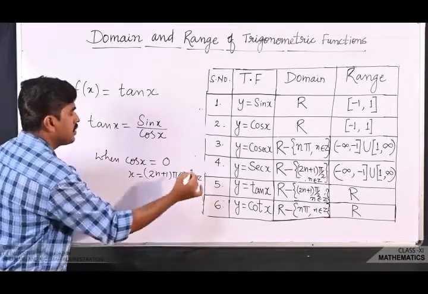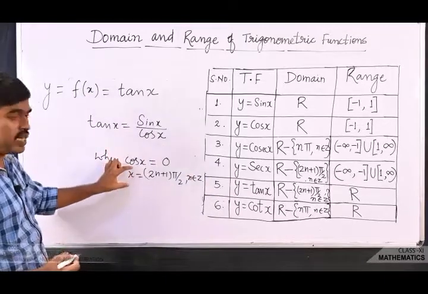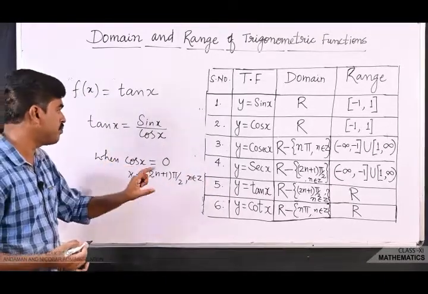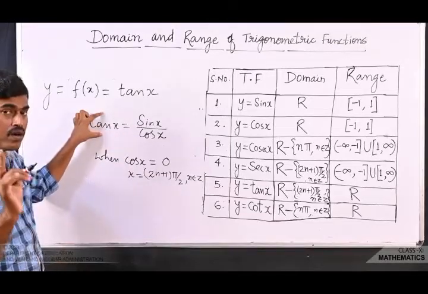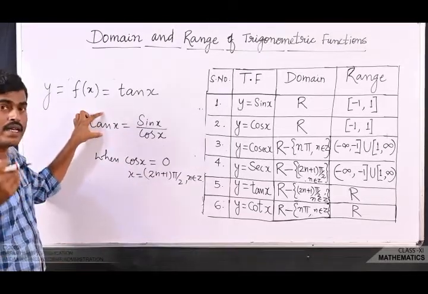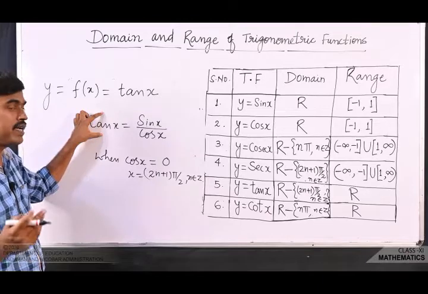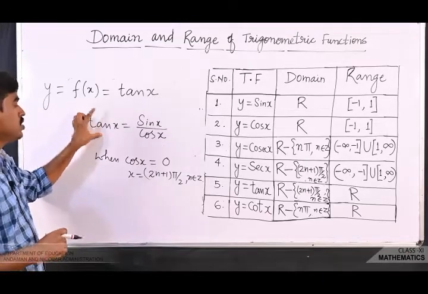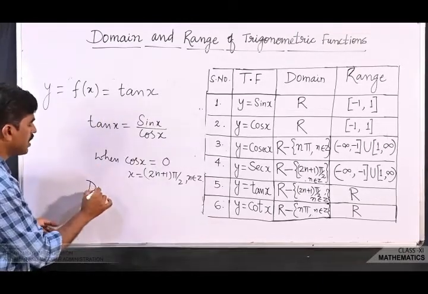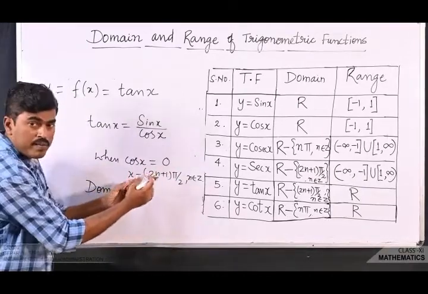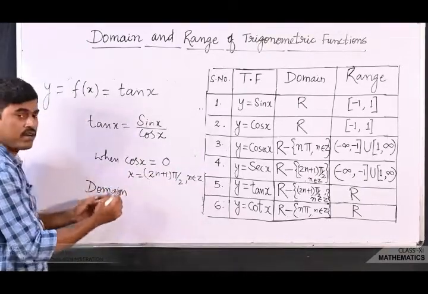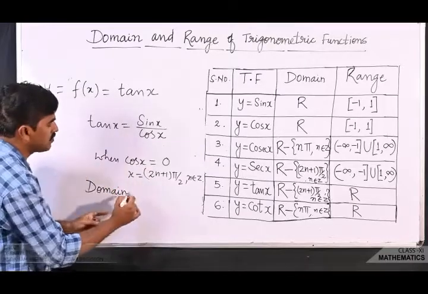where n belongs to Z. So whenever x is equal to (2n + 1)π/2, then tan x is not defined. We know that tan π/2 is not defined, tan 3π/2 is not defined. So we have to subtract all these odd multiples of π/2 from the set of real numbers to get the domain of this function.